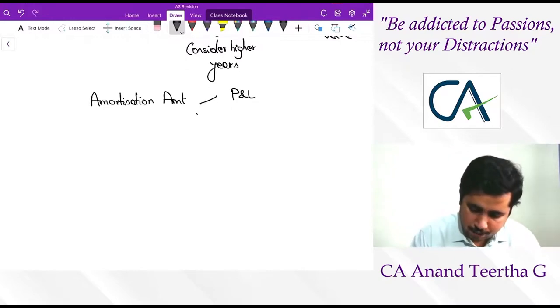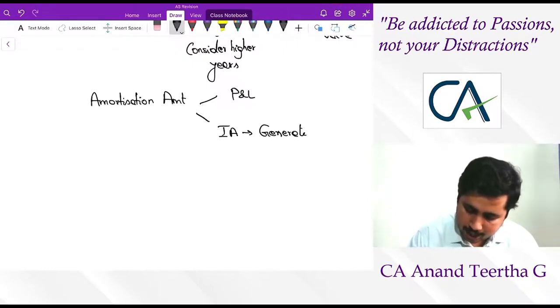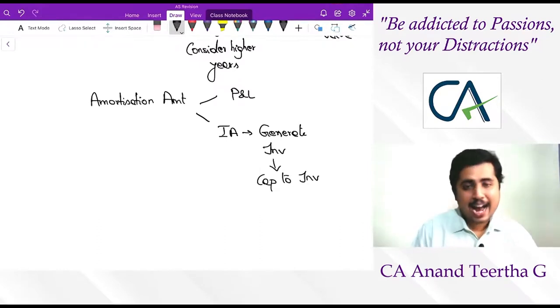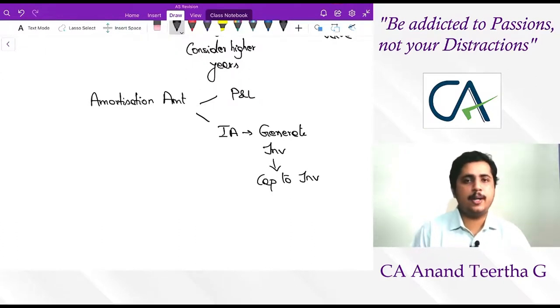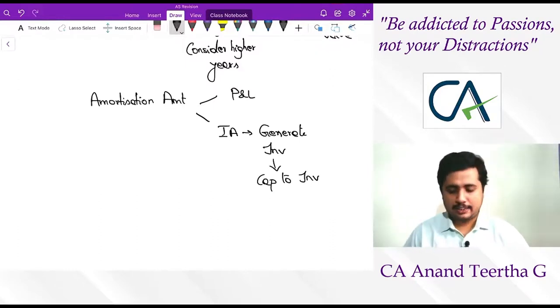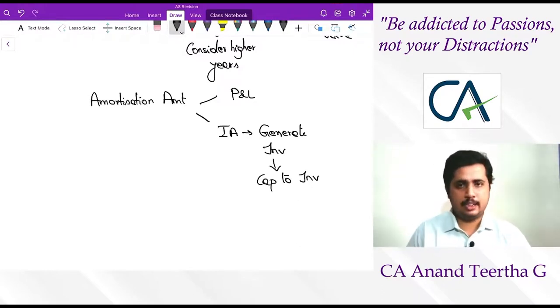However, if the intangible asset is used to generate any inventory, then capitalize it to inventory, or add it to inventory. Okay, for example, a particular patent is utilized for production, a particular know-how is utilized for production. At that time, add it to production cost. Otherwise, P&L. Normally, it will go to P&L. So that's how the amount of amortization should be considered.